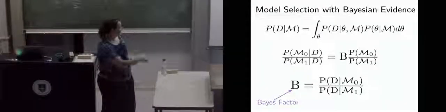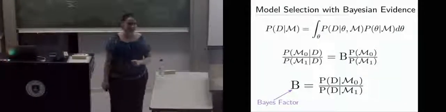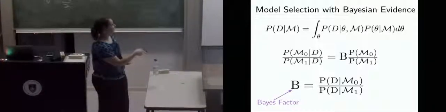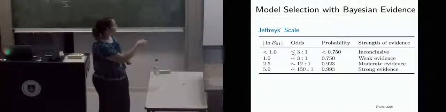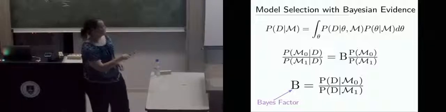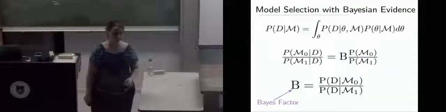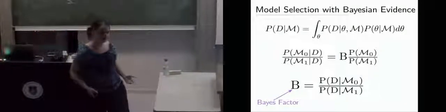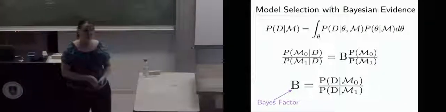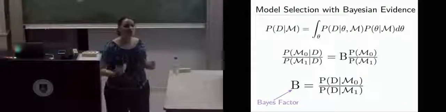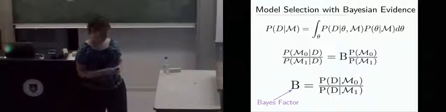The problem is, how do you interpret this? You get some numbers out, right? Now, we usually work with the logarithm of B. So if I take log B and I get a positive number, it means model 0 is a better fit than model 1. And if I get a negative one, it means model 1 was better than model 0. But how good is good enough? You've heard in particle physics they say we need a 5 sigma detection. Anything less than 5 sigma, we're not interested. What's the equivalent of 5 sigma in this scenario?